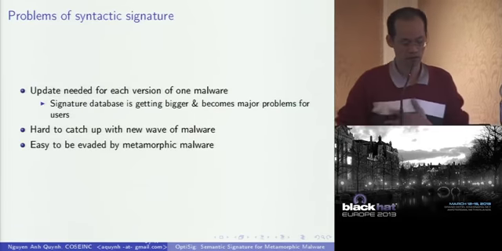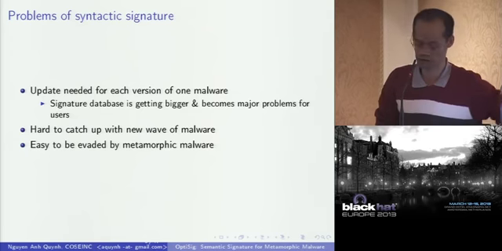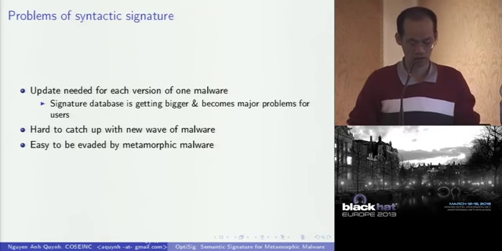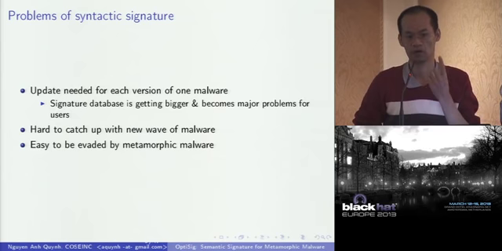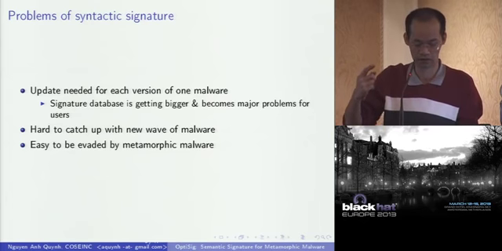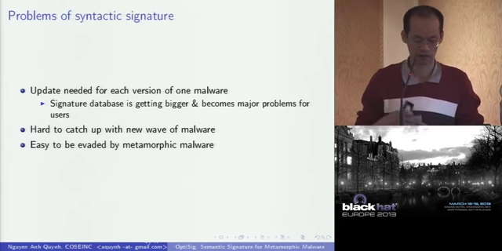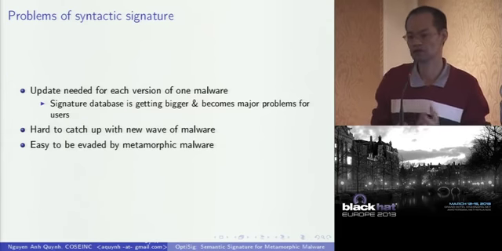However, all of them are still syntactic, and there are some problems with the syntactic signatures. First, we need to update the signature for each version of one malware, because when the malware infects, it can change itself. So for each version of the malware, you need one signature. And because there are so many malwares, the signature database is getting bigger and becomes a major issue for users.